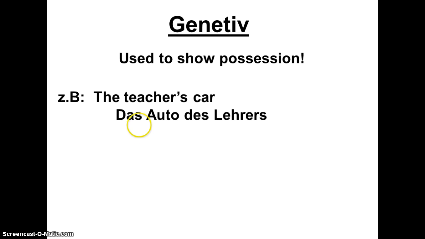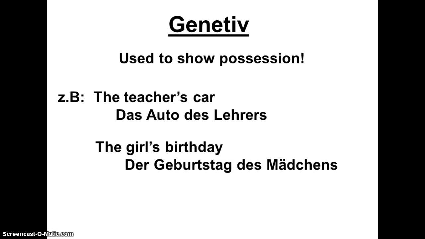In German, we don't have apostrophe s. So we take the phrase in reverse, and we say the car of the teacher. And that new word des is the word of the. Another example, the girl's birthday. We don't have the apostrophe s, so we say the birthday of the des Mädchens.